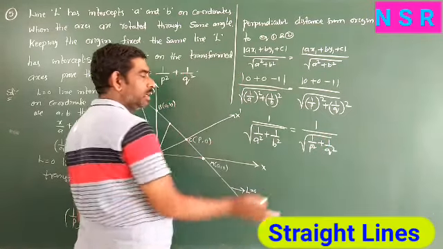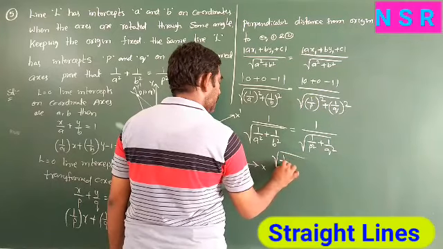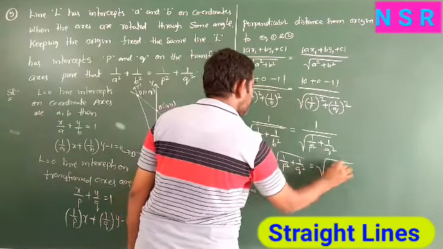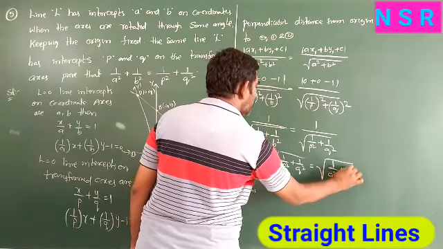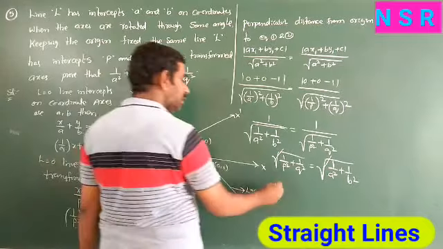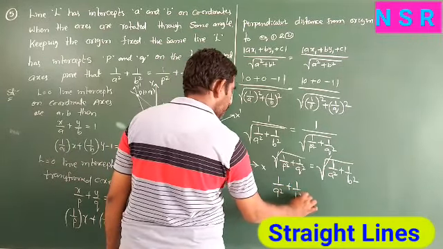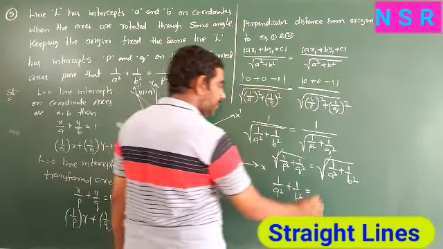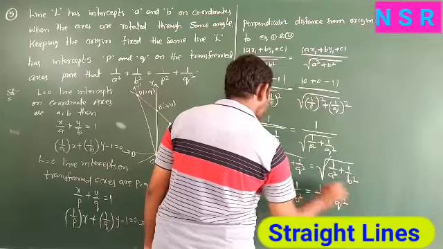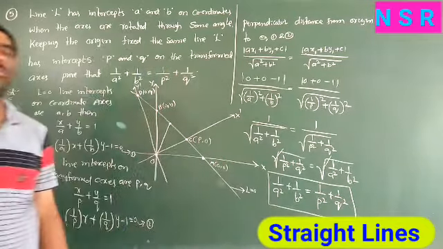So equal is there, cross multiply, this value multiplied to that side. So 1 by p square plus 1 by q square equal to 1 by a square plus 1 by b square. So directly both sides, the roots get cancelled. So we get 1 by a square plus 1 by b square equal to 1 by p square plus 1 by q square. So this is our required condition, hence proved.